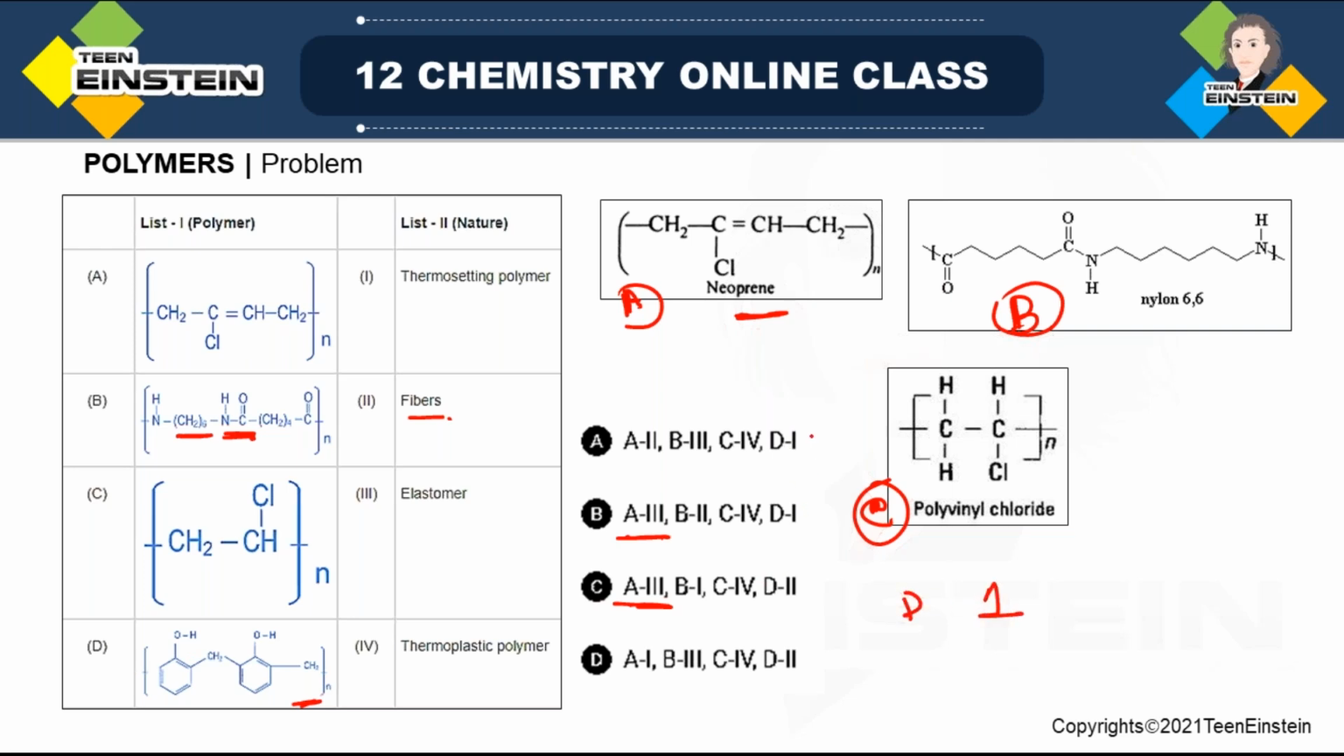Now D1 is found in both option A and B, but as we know, B is matching with 2. So that is why option B should be the correct one. A is 3, which is neoprene. You can also find the example where we have discussed elastomer, and neoprene is given as an example. And B we have already seen. Then C is polyvinyl chloride. It is matching with 4, which means it is a thermoplastic polymer. So considering all these facts, this should be the correct option.